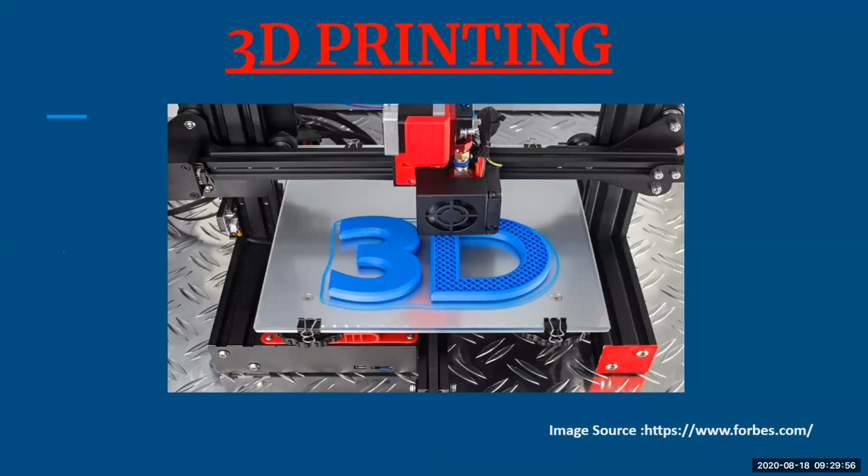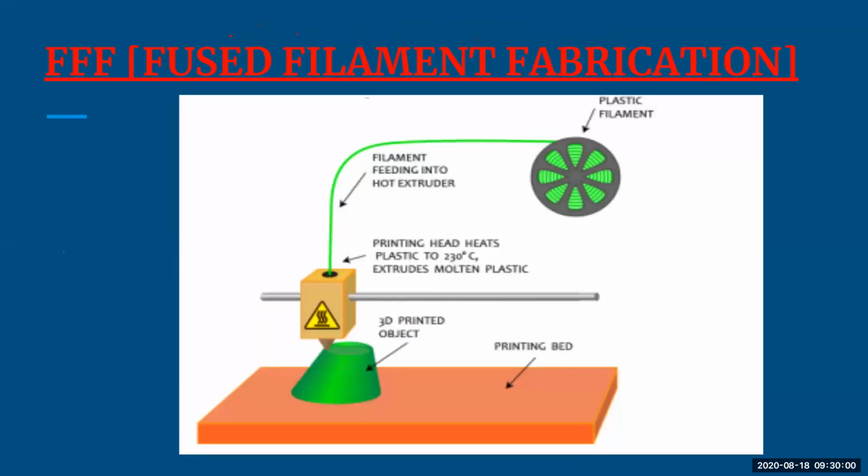There are different types of 3D printing. Let us see. The very first type is fused filament fabrication. When I talk about fused filament fabrication, it is also at times referred to as fused deposition modeling. Here again it is an additive process, because we are going to add material at each step.